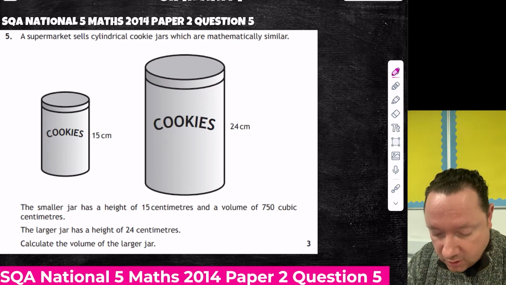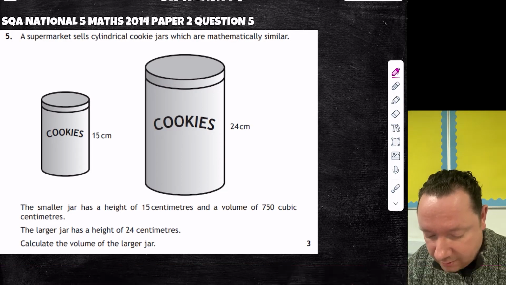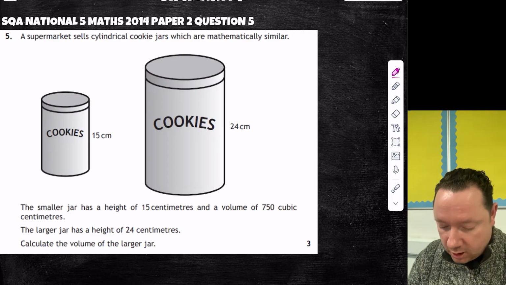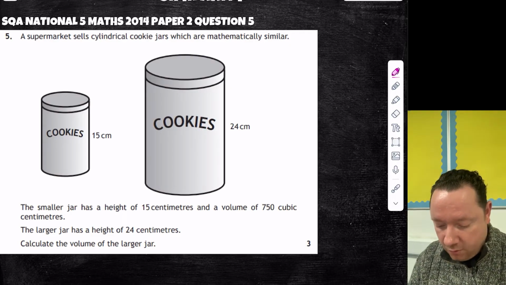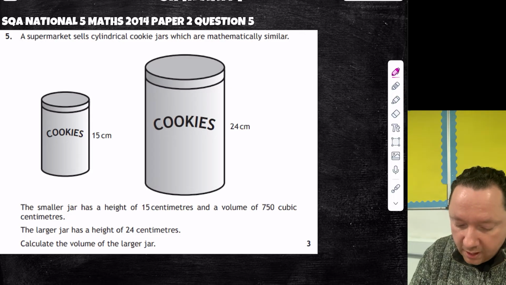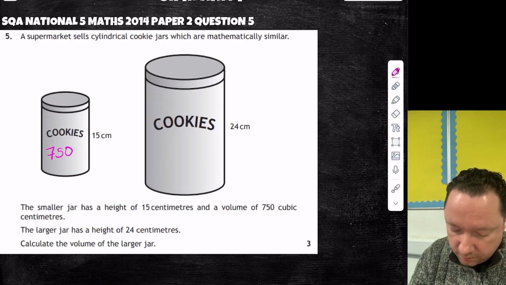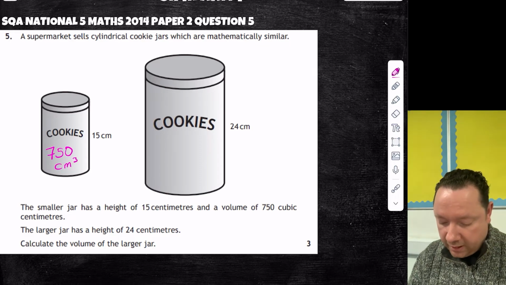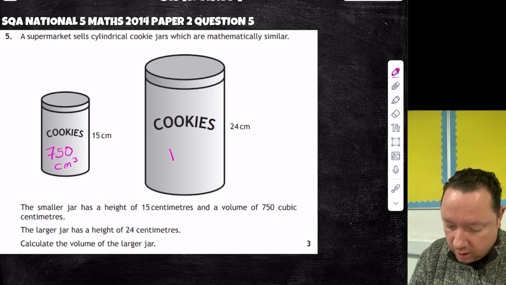SQA National 5 Maths 2014, Paper 2, Question 5 on similarity. A supermarket sells cylindrical cookie jars which are mathematically similar. It shows us cookie jars which have a height of 15 and 24, and it says the smaller jar has a volume of 750. Let's take a note of that. The volume of this is 750 centimetres cubed. And we have to find the volume of the large jar.